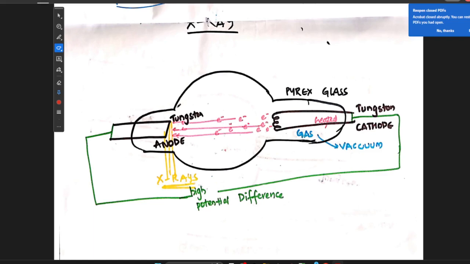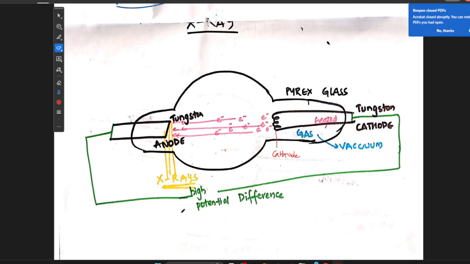First, an X-ray tube is made up of Pyrex glass. So this is Pyrex glass. The X-ray tube is made up of Pyrex glass, and inside the Pyrex glass there are two electrodes. The first electrode is called the cathode. The other electrode is called the anode. Both of these are connected to a high potential difference.